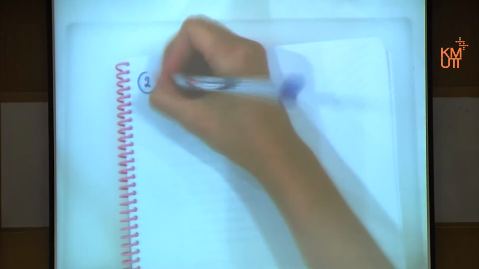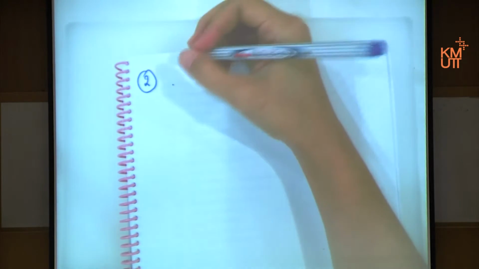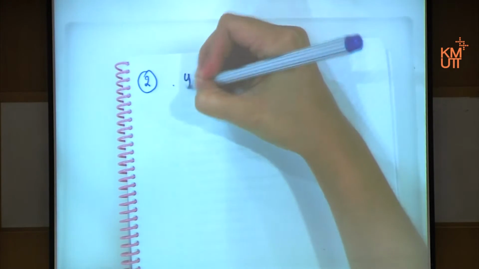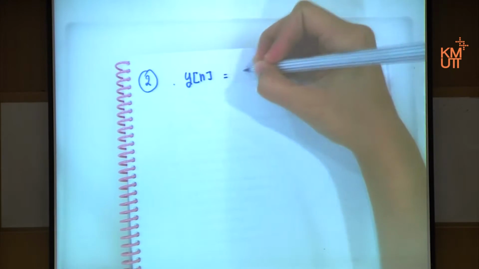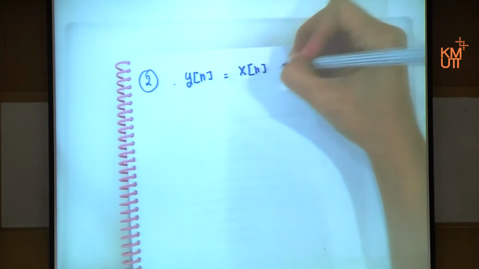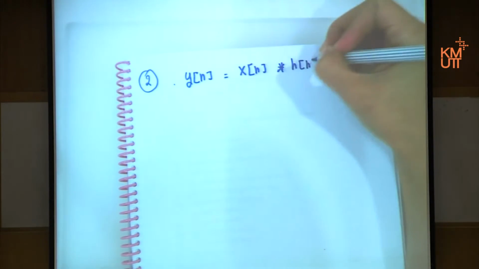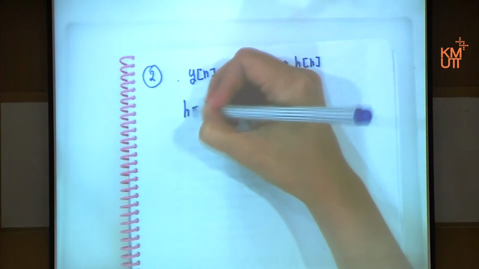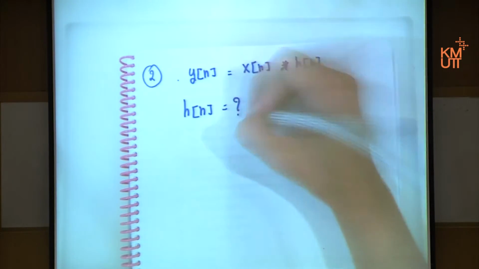Okay, for the second method, where we use convolution to solve this problem, the first thing that you need to know is y[n] equals x[n] convolved with h[n]. So we still don't know the value of h[n].